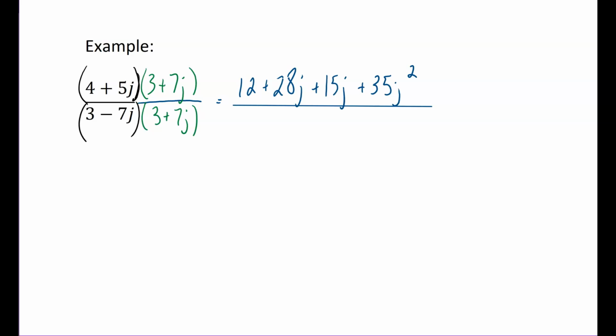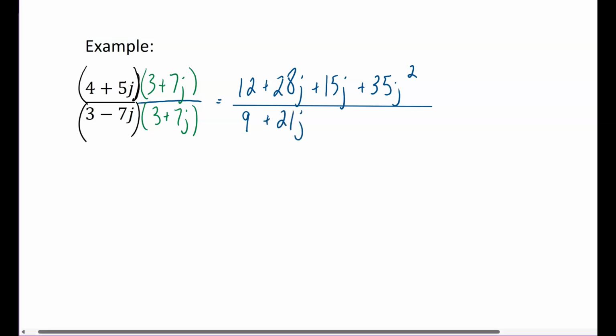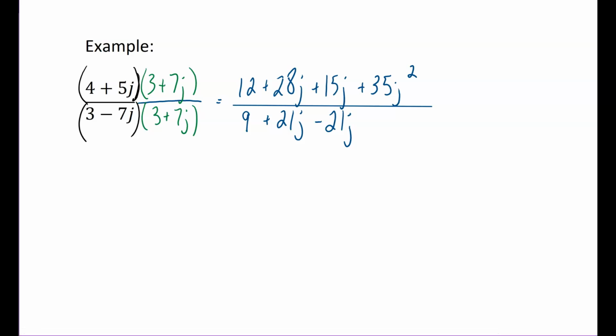So 3 times 3 is 9. 3 times 7j is 21j. Minus 7j times 3 is minus 21j. See that? They're going to cancel. And minus 7j times 7j is minus 49j squared.